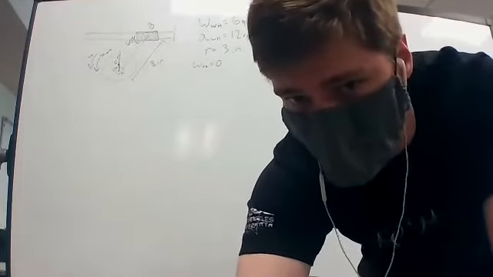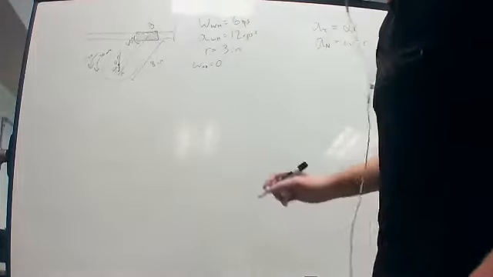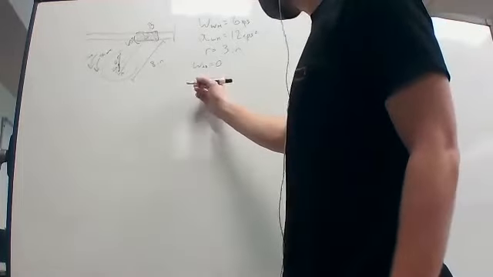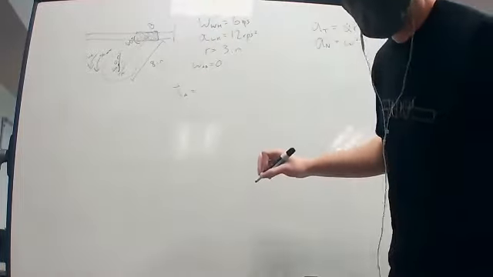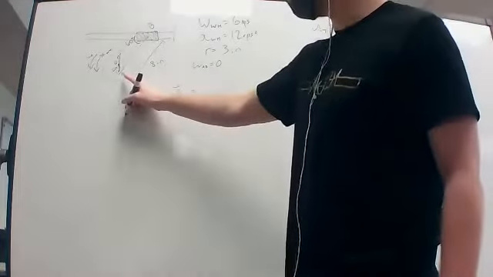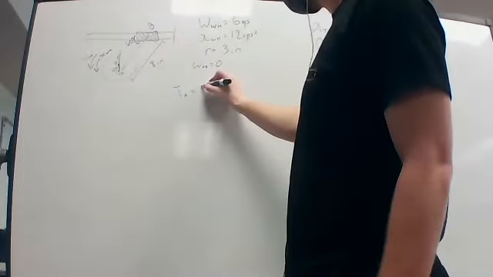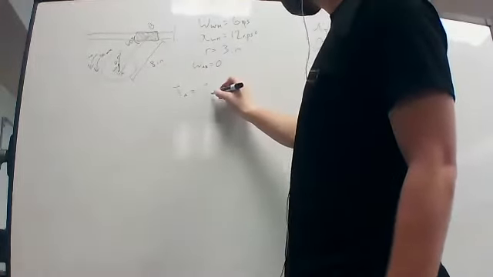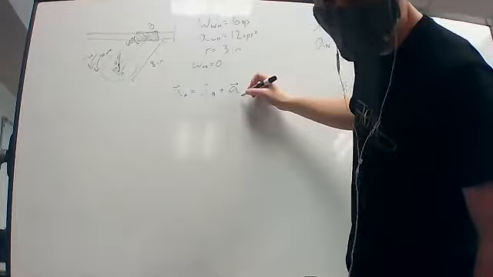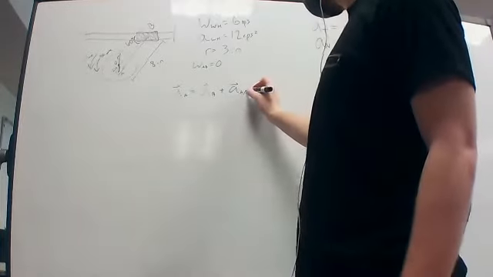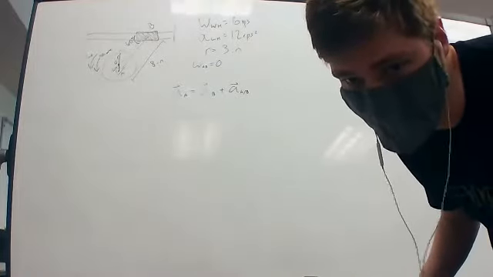So we can go ahead and draw out our relative acceleration equation, where we start off by saying that A is equal to B plus A relative to B.